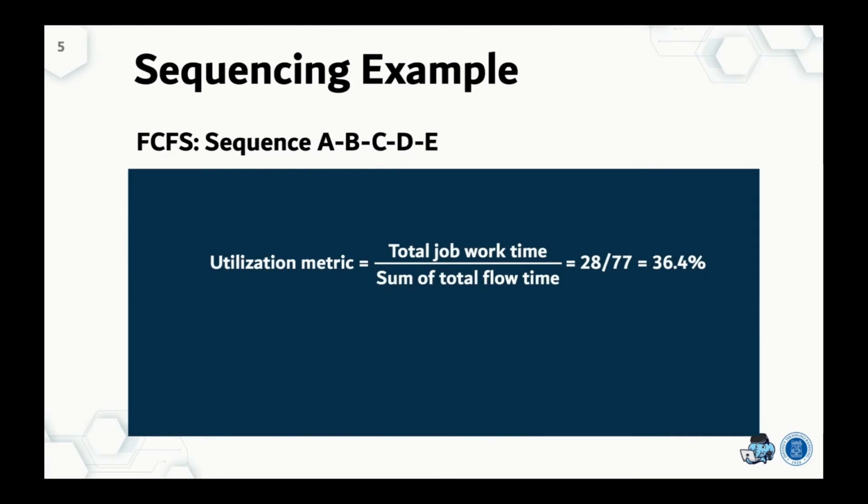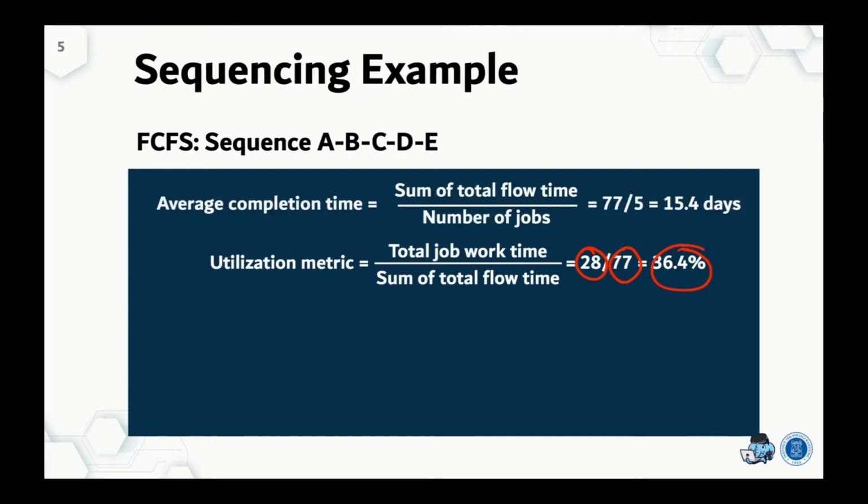What is the performance of this sequencing example? When we use FCFS, first come first serve, the utilization metric we can calculate is 28 divided by the total float time, which results in 36.4 utilization. The average completion time is the sum of the total time, 77, divided by 5, which results in 15.4 days. 5 in this case is the number of jobs.